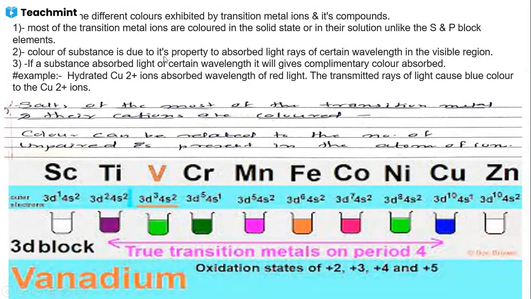The color of a substance is due to its property to absorb light rays. Now you know that it has to absorb light, right? So who is going to do that? Only the electrons will be responsible for the absorption of light.